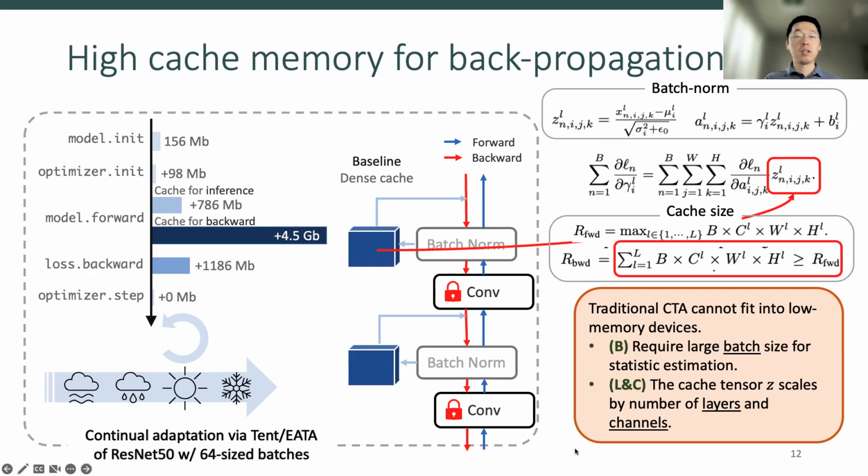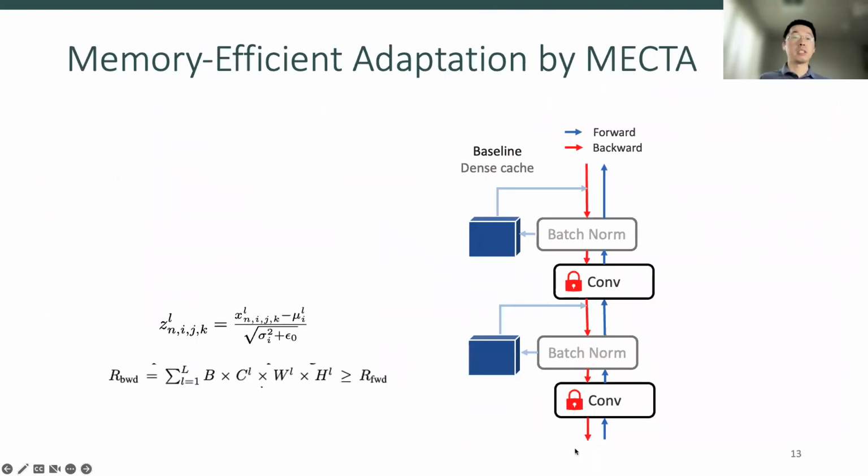So in this talk, we will introduce a new algorithm called MECTA. That is a memory economic continual test-time adaptation solution. From here, I will give more details on how we can address this problem from three dimensions: the batch size, channel size, and layer size.